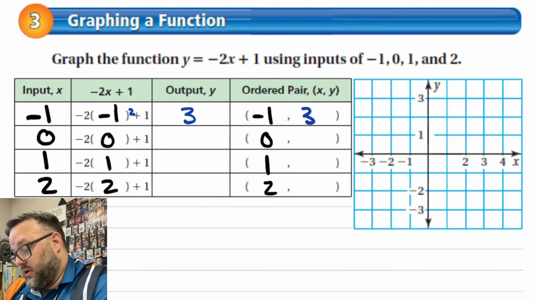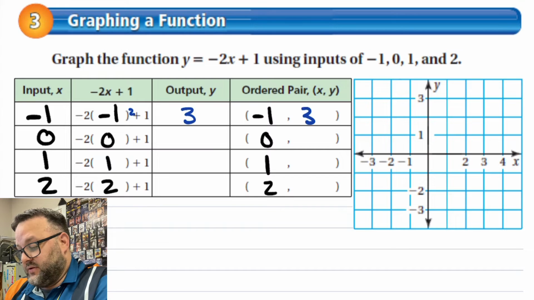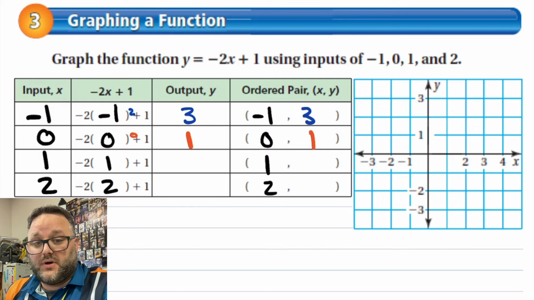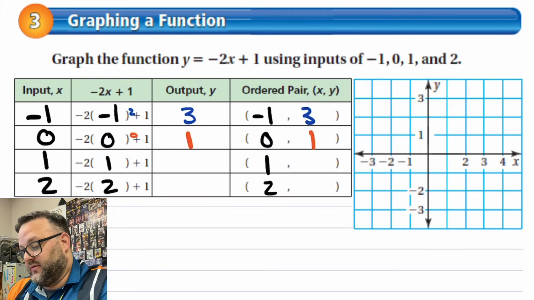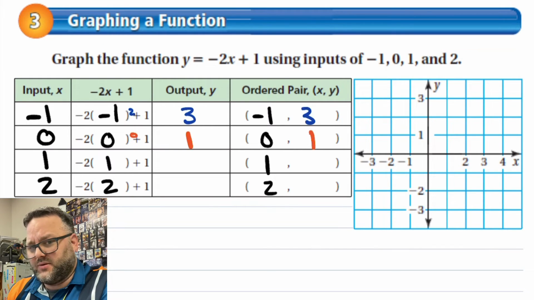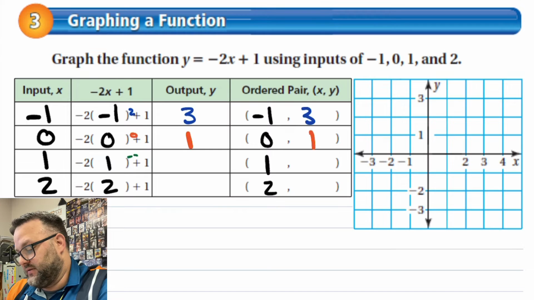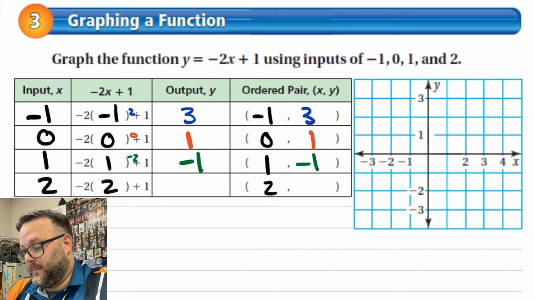Now, I'm going to go over here and I'm going to take negative 2 times 0. That gets me 0. 0 plus 1 is 1. So that means when x was 0, y is 1. Then I'm going to move on. I'm going to take negative 2 times 1. Well, anything times 1 is just itself, so that's negative 2. Plus 1 is just negative 1. So when x is 1, then y is negative 1.